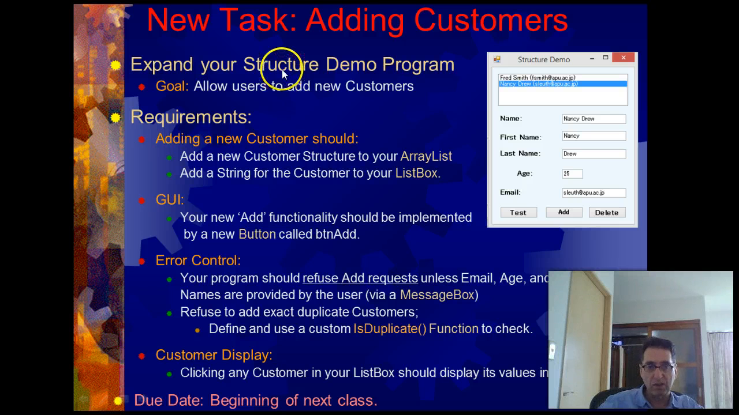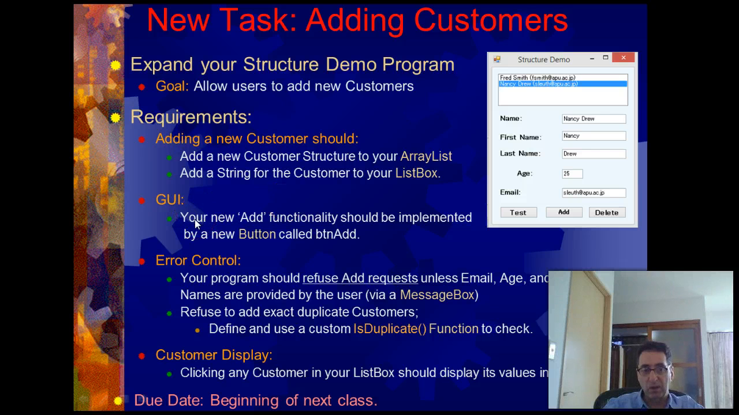And then finally, here's your task, and that's the task of adding new customers. So expand your structured demo program. The goal is to allow users to add new customers. So we want an add button. Adding a customer should add a new customer structure to the array list. So it has to be added to the array list. But then we also want to see it in this list, in the list box. So add a string for the customer to your list box.